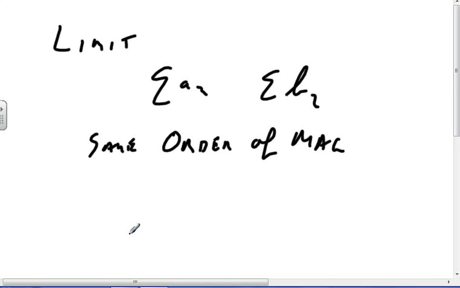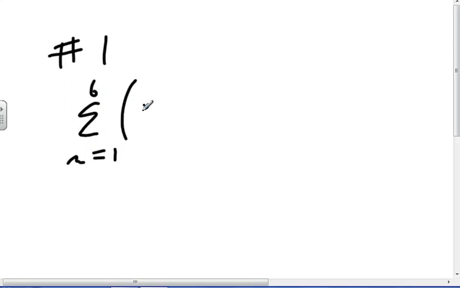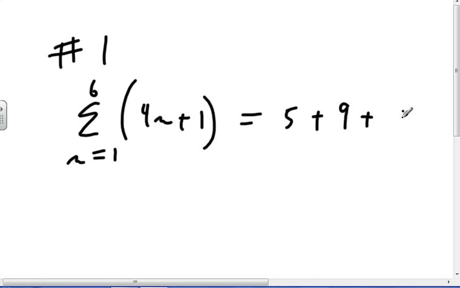Okay, and with that, back to problem number 1. Write in expanded form the summation n equals 1 to 6 of 4n plus 1. So I put a 1 in, I get a 5. I put a 2 in, I get a 9. I put a 3 in, I get a 13. I put a 4 in, I get a 17. I put a 5 in, 21. And I put a 6 in, 25. So that's my expanded form.